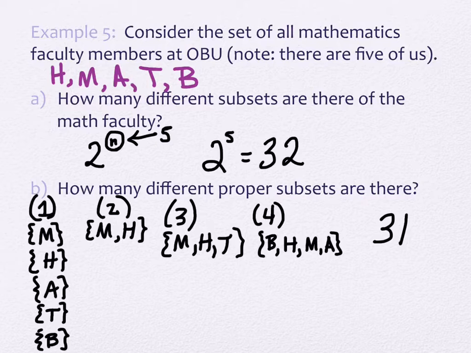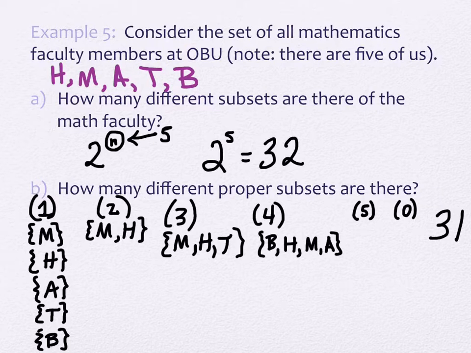And then there's actually 2 groupings that we haven't included yet. There's the grouping of all 5, which wouldn't count as proper, but it would be a subset by definition. It sort of is the weird one that gets by without really meaning to. It is a subset, it's just not a proper subset. There's also the possibility of a subset with nobody in it. What is that subset called? The empty set. And by definition, it is a subset.